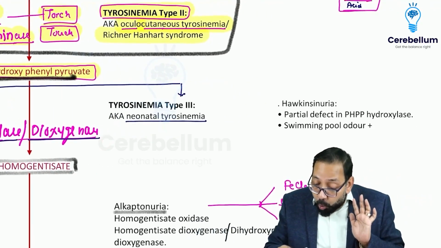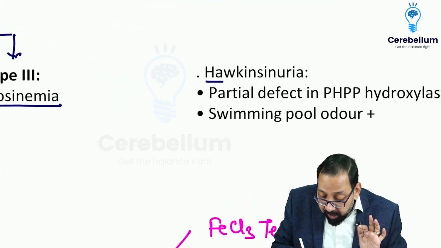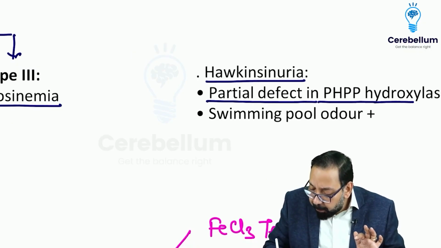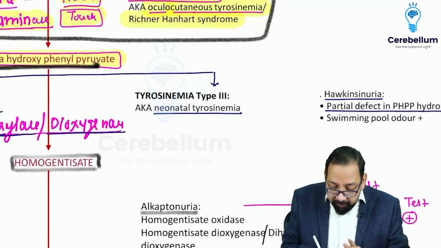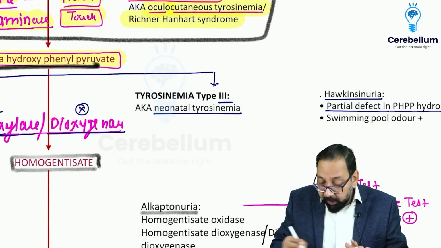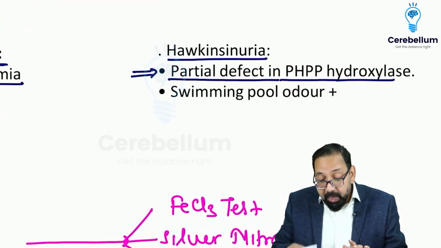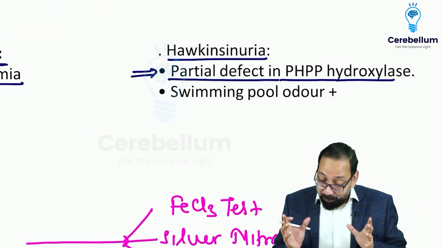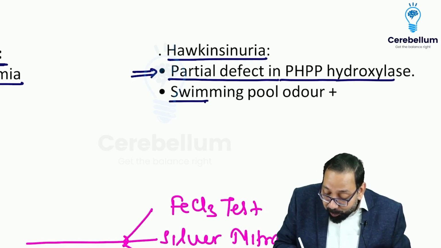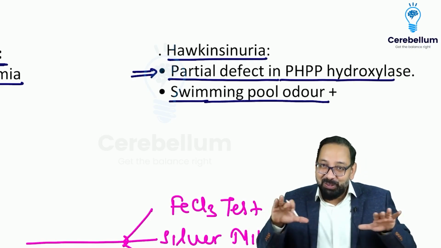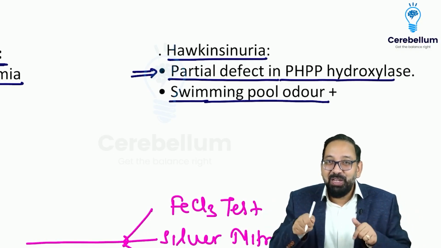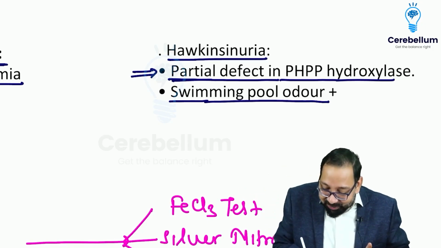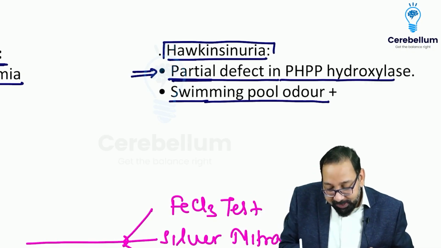One more question, Hawkinsinuria, rarely asked but asked. In Hawkinsinuria, there is partial deficiency of para-hydroxyphenyl pyruvate hydroxylase. If this enzyme is deficient, tyrosinemia type 3. If it is partially deficient, then it is Hawkinsinuria. Hawkins cooker is very famous and it gives swimming pool odor. How will you remember? Your girlfriend is swimming and you are doing a party and you are cooking in Hawkins. You are cooking, girlfriend is swimming, swimming pool odor. Party is going, partial deficiency. Hawkins cooker is there.